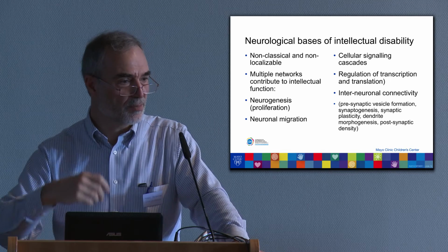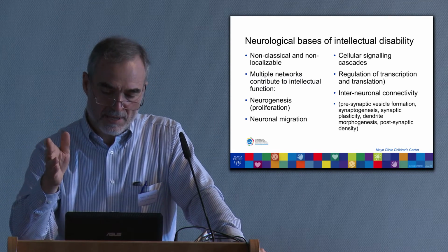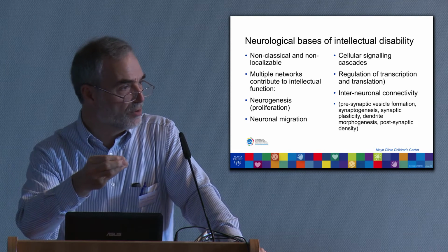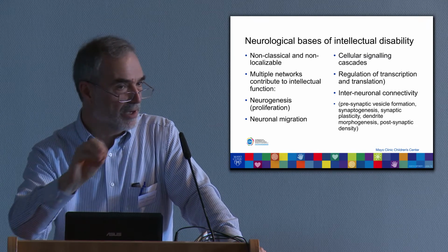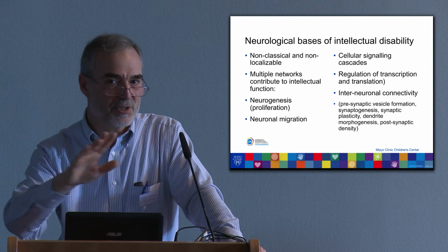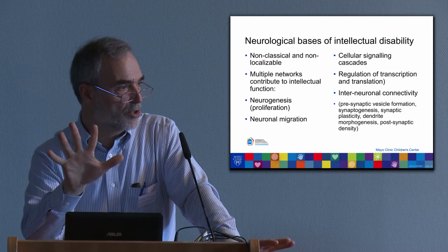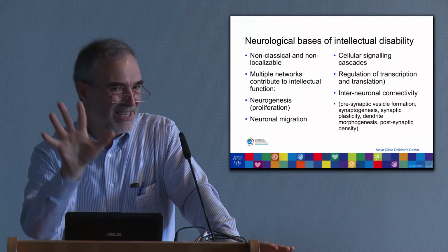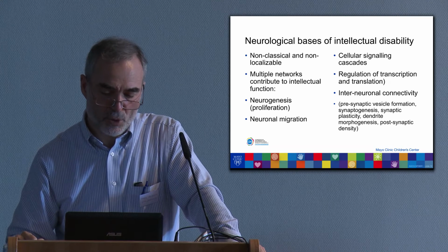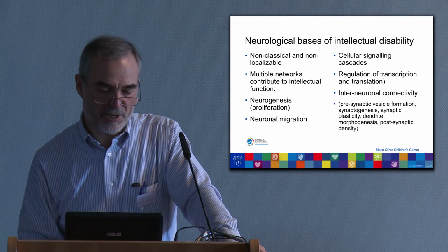And so that implies problems before the synapse, the gaps between the neurons, problems with the formation of vesicles for neurotransmitters, which are then released in the synapse. Problems with the synapse itself, its plasticity may be abnormal. The dendrites, which are the projections from neurons which receive information, may be abnormal, and of course there may be problems in what's called the postsynaptic region.